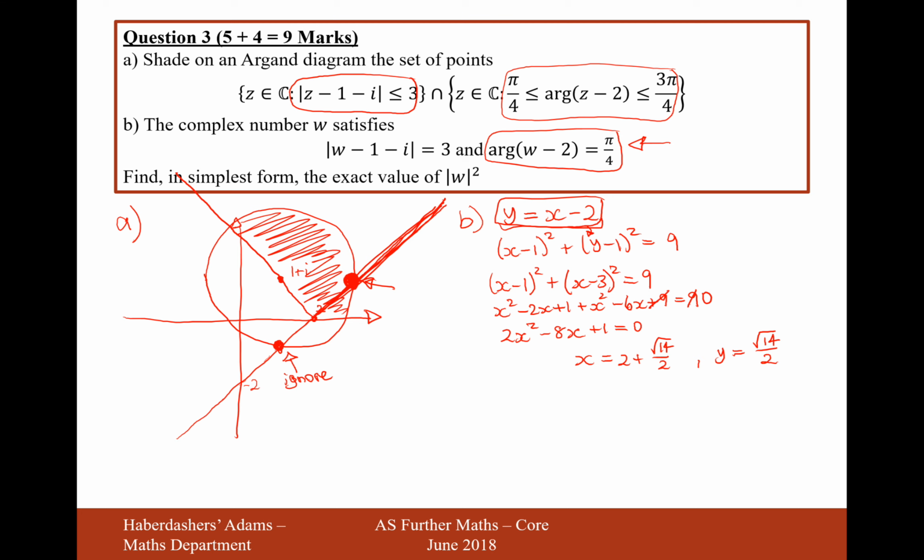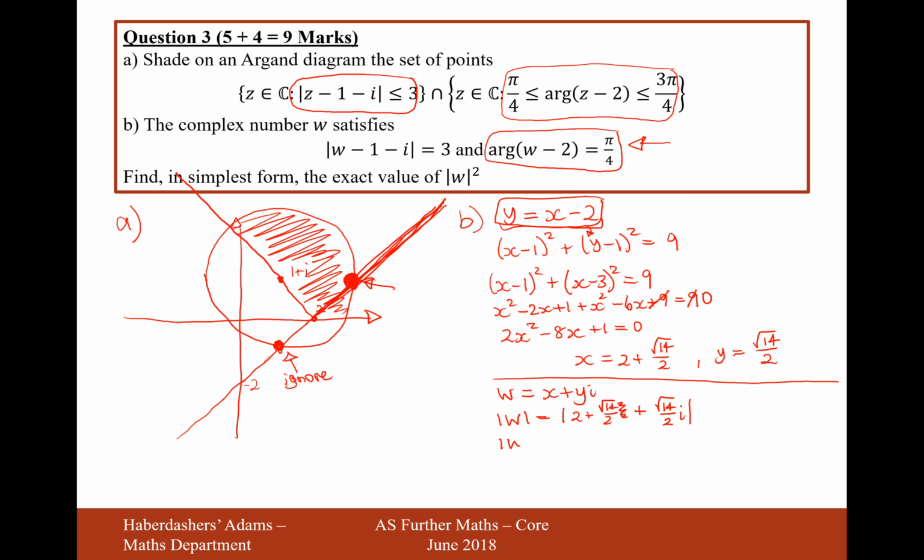Now I need to link it back to this question here: find in the simplest form the exact value of the modulus of w squared. The work I've done so far has effectively defined w to be x plus yi. You can define it as a plus bi if you wish, but x plus yi is what I've done here. So if I want to work out the modulus of w, that's going to be the modulus of 2 plus root 14, and then plus y, which is the i part, root 14 over 2 i.